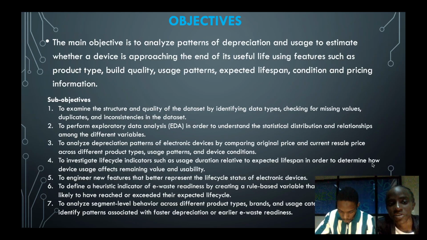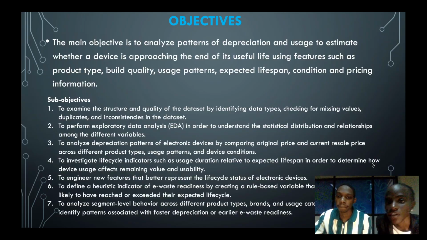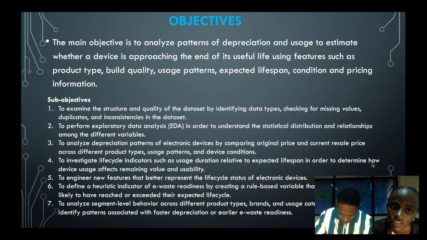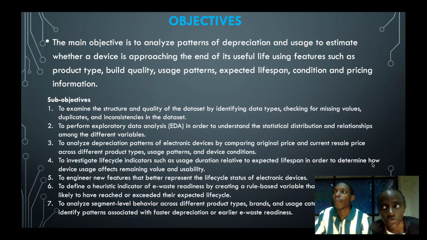Our objectives. Now we have the main objective and the sub-objectives. Our main objective is to analyze patterns of depreciation and usage to estimate whether a device is approaching the end of its useful life using the different features. So our main objective is asking whether a device is approaching the end of its useful state, and we shall use the different features. We had the build quality, the brand, the usage patterns, etc. Our sub-objectives: with this video, we are going to look at the first three sub-objectives because we are only doing exploratory data analysis of the data set as of now.